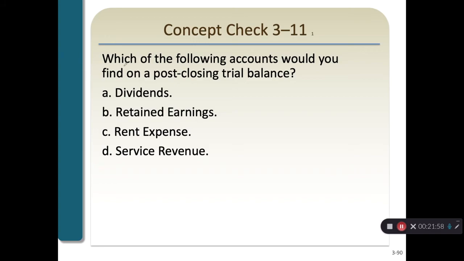Okay. Which of the following accounts would you find on the post-closing trial balance? If you do this, you will know exactly. You have to only pick the balance sheet accounts, right? Dividend, no. Retained earnings, yes. Rent expense, no. Service revenue, no. This only exists in what? The stockholders' equity statement. And this one exists in the income statement and the stockholders' equity statement, right? This is also in the income statement and stockholders' equity statement. Okay.